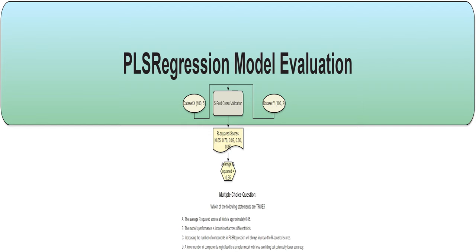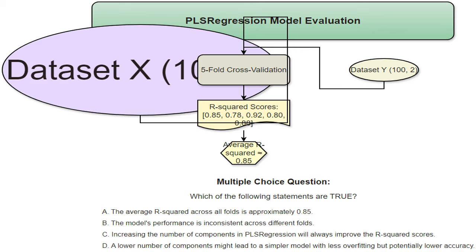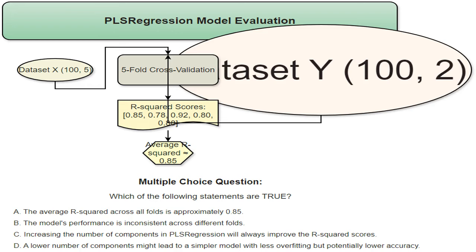I'm evaluating this model's performance. Dataset X contains 100 samples, each described by 5 features or predictor variables. Dataset Y contains the corresponding 100 response values, each having 2 different aspects.